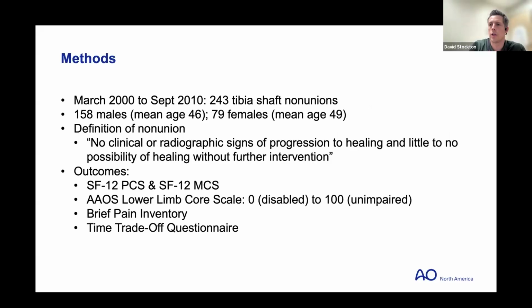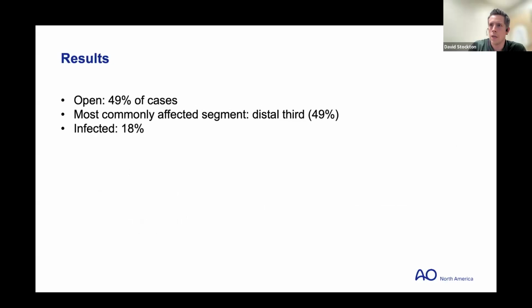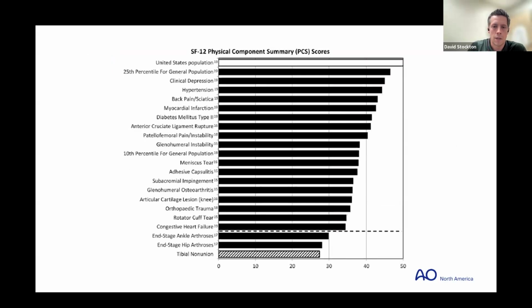Their outcomes included the SF-12 physical component, mental component summary. They also collected the AOS lower limb core scale, the brief pain inventory, and a time trade-off questionnaire. In terms of the background of what made up their sample size, 49% of the cases were open, most commonly affected the distal third, and non-unions were found to be infected 18% of the time.